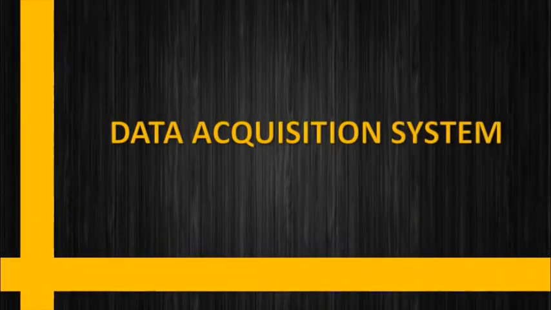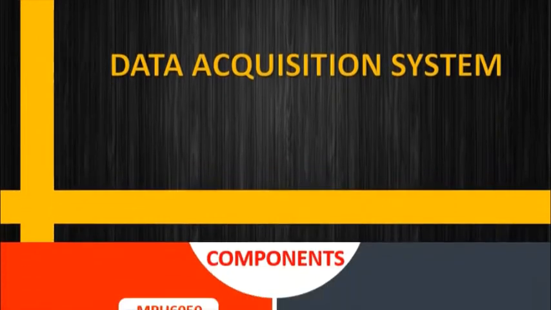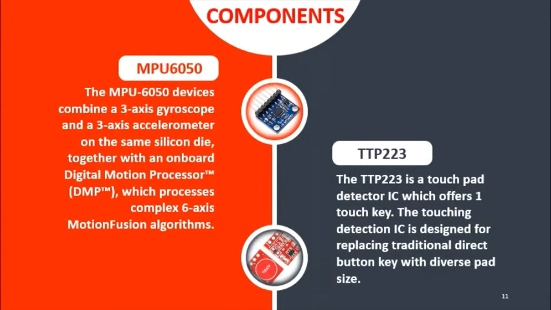Data Acquisition System. The main components of the DAS are as follows: the MPU6050 6-axis accelerometer and gyroscope sensor. The gesture data is being extracted from this sensor only. The TTP223 single touchpad detector IC. Every gesture is being made between two consecutive touches on the touchpad.